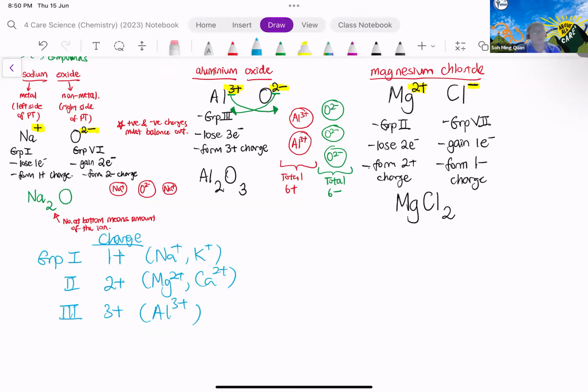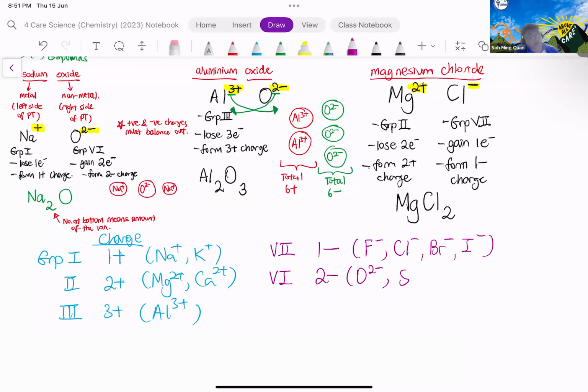Okay. Then we move to the non-metals. The non-metals are like group 7, 1-. So F-, Cl-, Br-, I-. They all will follow this trend. Group 6 will gain 2 electrons, so it's 2-. Group 5 gains 3 electrons, 3-.